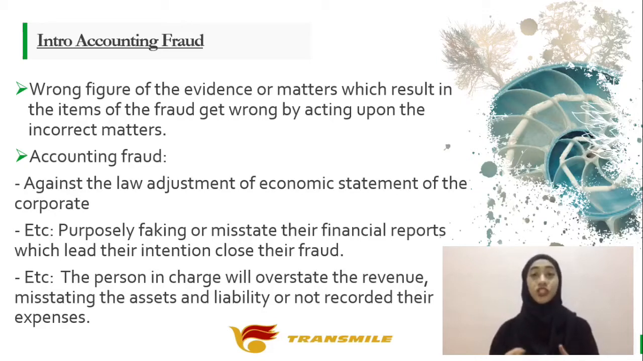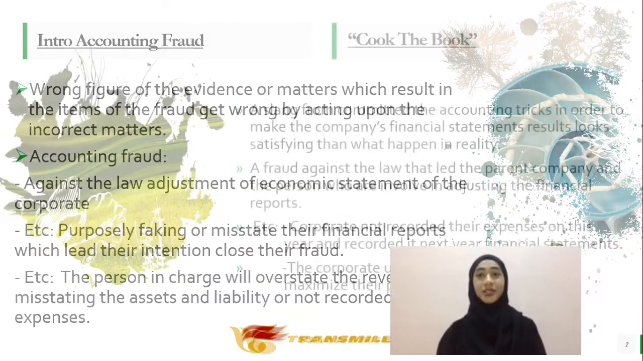Next example, the persons in charge will overstate the revenue, misstate the assets and liabilities, or not record the expenses at all. Overstating the revenue may happen because the company faces a loss or does not make enough revenue. So what the corporate does is overstate their revenue to hide their losses from the opposite parties. Not recording the expenses in their earnings report may show that the corporate gains more profit by overstating their revenue and not stating their expenses.